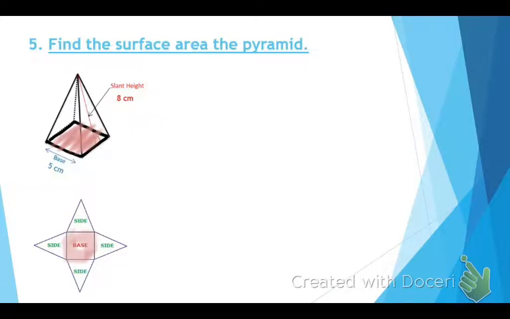Whenever you're trying to figure out a pyramid, that's what you always have to figure out. What is the base? In this case, our base is a square. So if you're using your cheat sheet or if you have it memorized, you're always going to find the area of the base plus the area of the lateral faces.